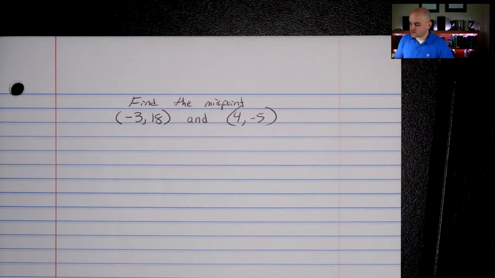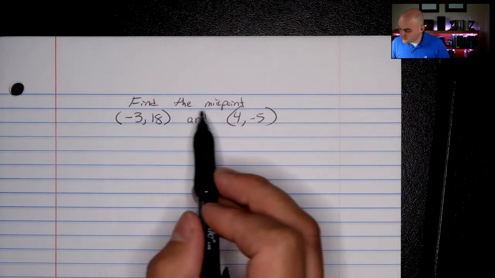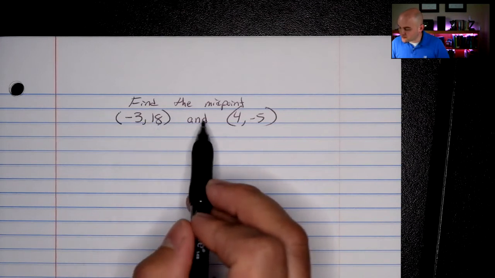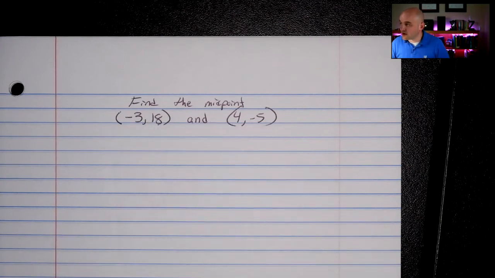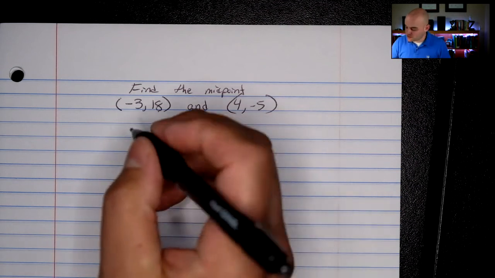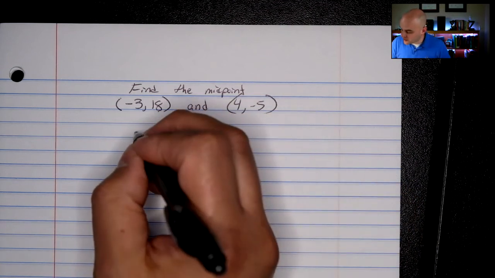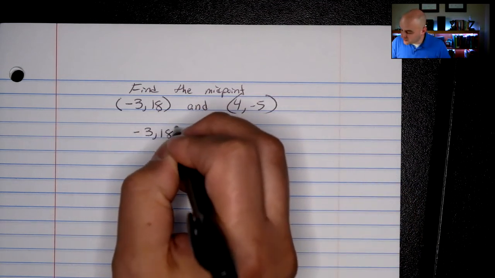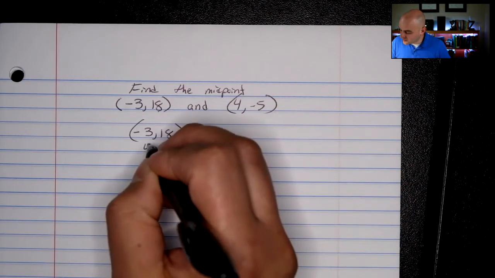All right, try out this one. We want to find the midpoint between negative 3, 18 and 4, negative 5. So try that one out. All right, once again, I don't care which way you do it. You can use the formula or you can just do my method. I'm gonna do my method and you can check, if you did a different way, to see if you got it right. So I take negative 3, 18 and 4, negative 5.